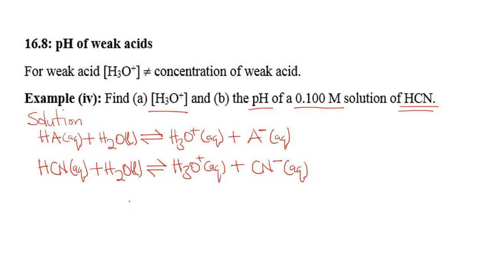So once you write this equation, we know that the Ka of this equation will be given by H3O plus times CN minus divided by the concentration of HCN. That's what we are going to get as the Ka of this equation.